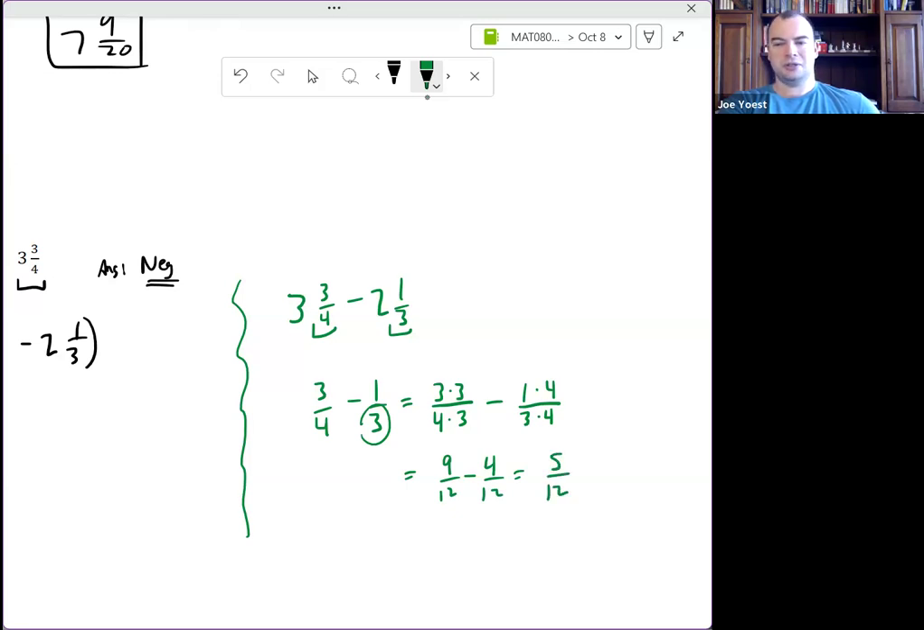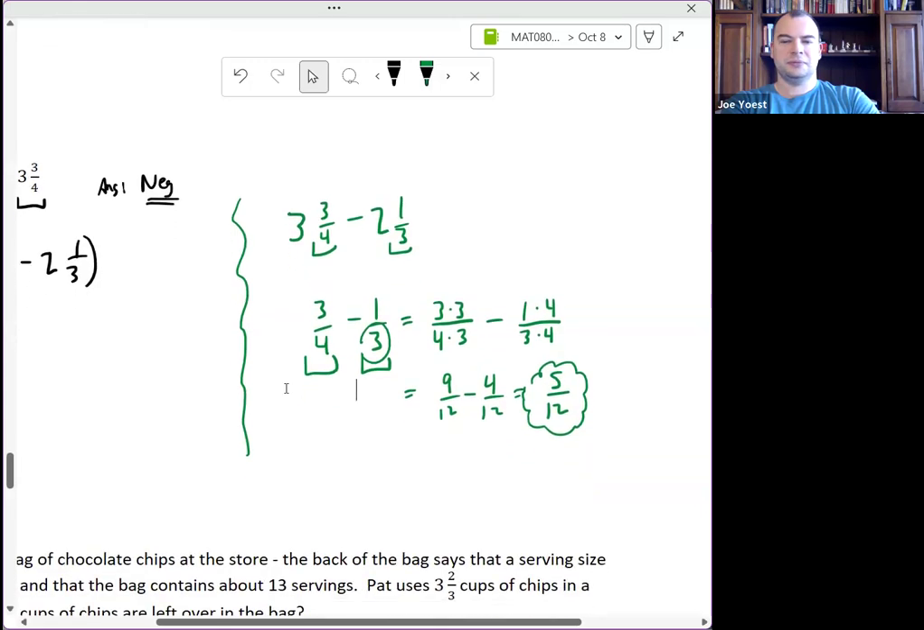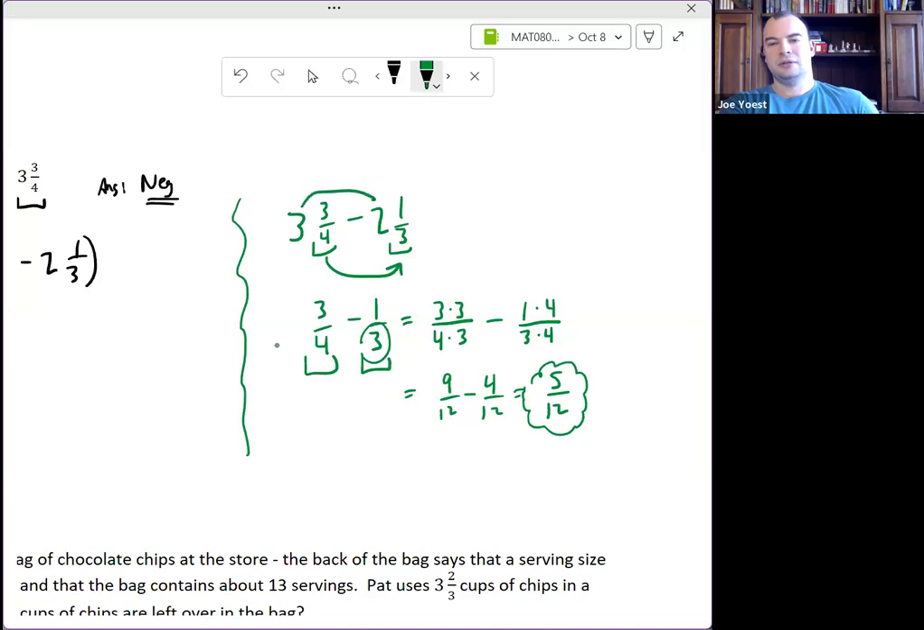So I did have enough pizza when I started with this 3/4 to give away the 1/3 and still have some left over. I didn't need to break up one of my whole pizzas. I had enough in the fractional bit to start with. So I subtracted my fractional bits. Now I subtract my whole pizzas. 3 minus 2 is just 1. I glue these together to get a provisional answer, 1 and 5/12.